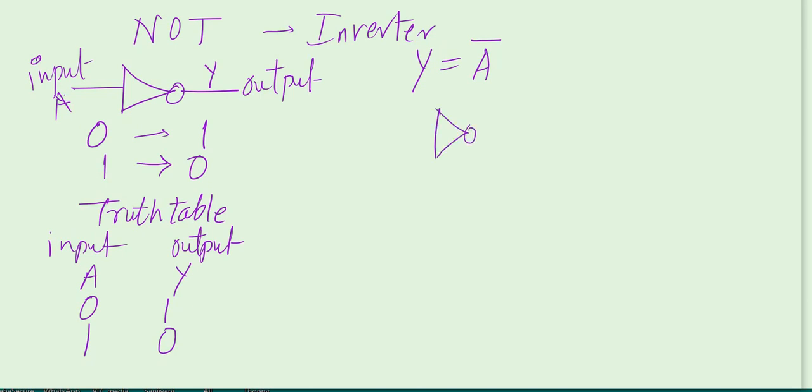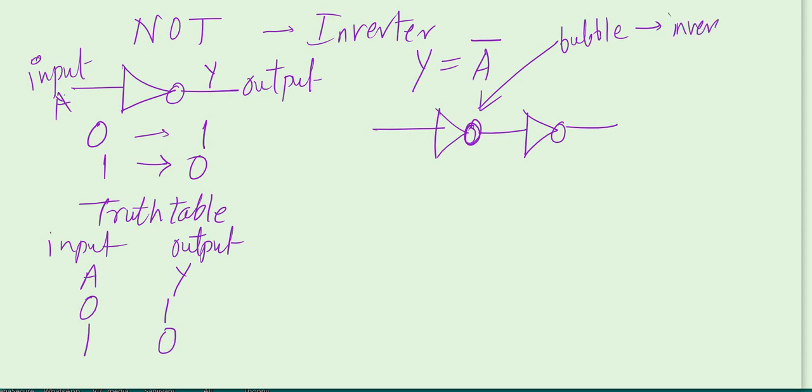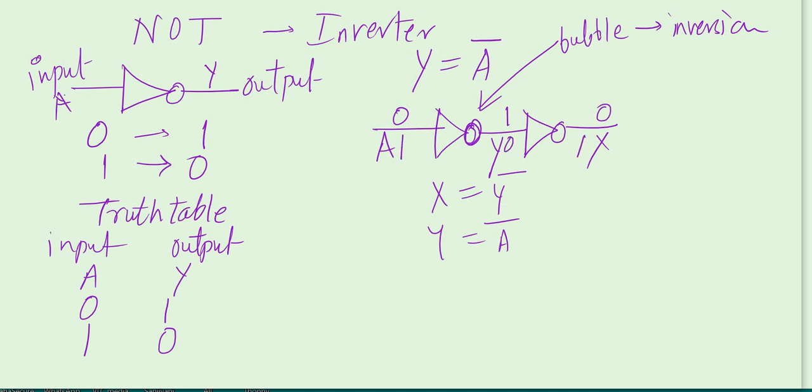If you use two inverters, for example, this is one inverter, this is another inverter. This circle is called a bubble, and this bubble indicates inversion. So if A is here, Y is the output of the first NOT gate and X is the output of the second NOT gate, then we will write X is equal to Y bar, Y is equal to A bar. Now if A is 0, Y will be 1 and X will again be 0. If A is 1, Y will be 0 and X will again be 1.